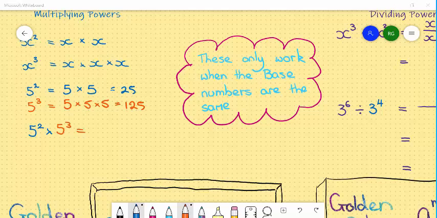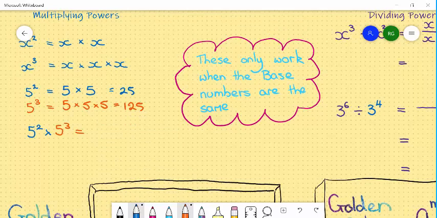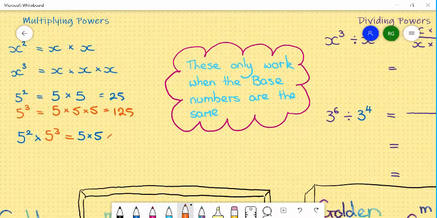If we look at the question below that, where we say 5 squared, or 5 to the power of 2, multiplied by 5 to the power of 3, let's think about what that means. It means 5 multiplied by 5 multiplied by 5 multiplied by 5 multiplied by 5. The color coding shows you where those 5s are coming from.